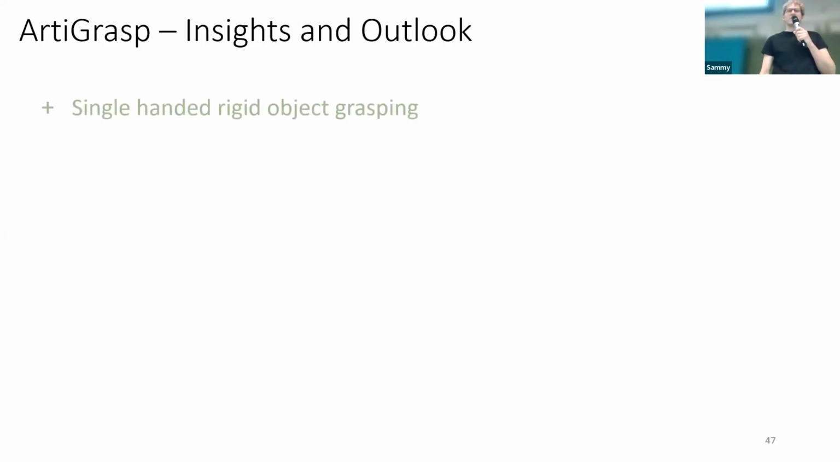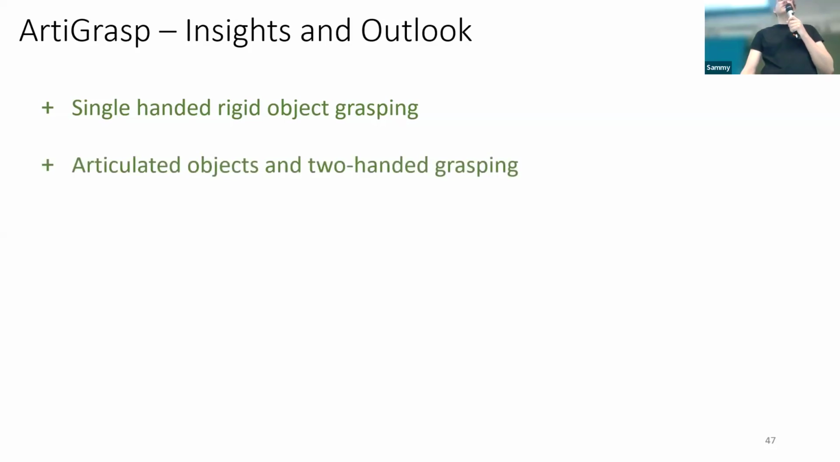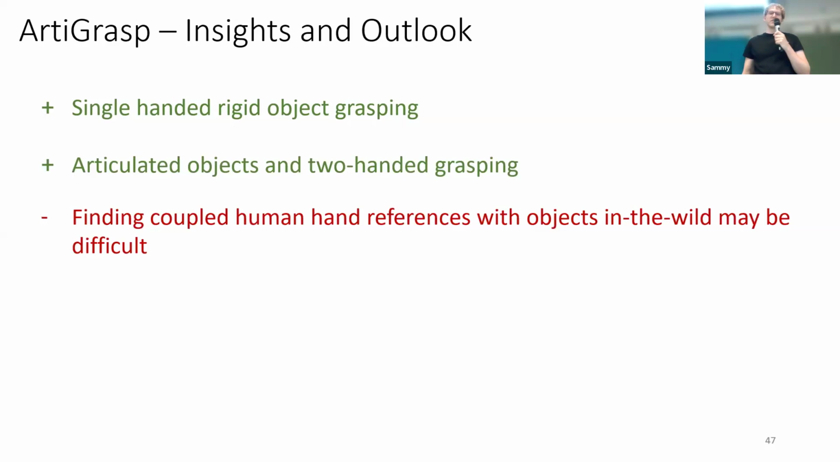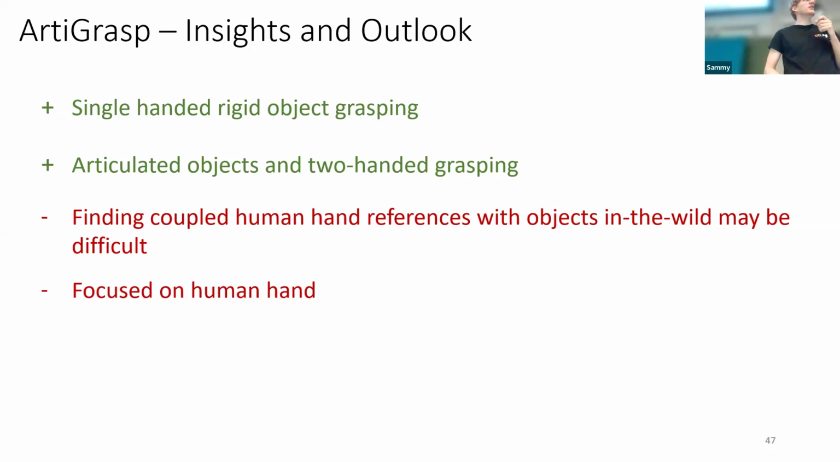Okay, so we have covered single-handed grasping. We looked into articulated objects and two-handed grasping, but in practice, it may be quite difficult to find coupled human hand references with objects in the wild. Also, this means we have to assume that we know the object mesh, which of course in the real world is not always feasible. Also, we have focused only on the human hand so far, but we are also interested in robotic hands. And lastly, we want to do grasping at the larger scale.